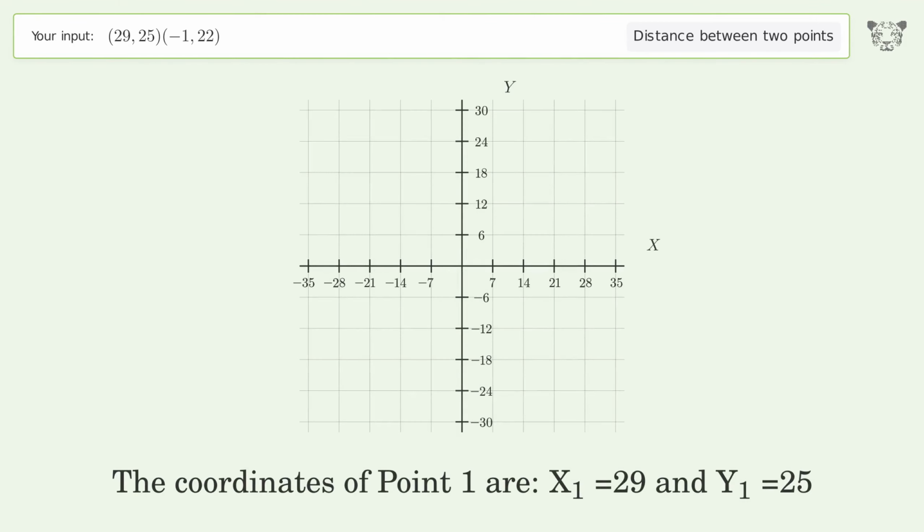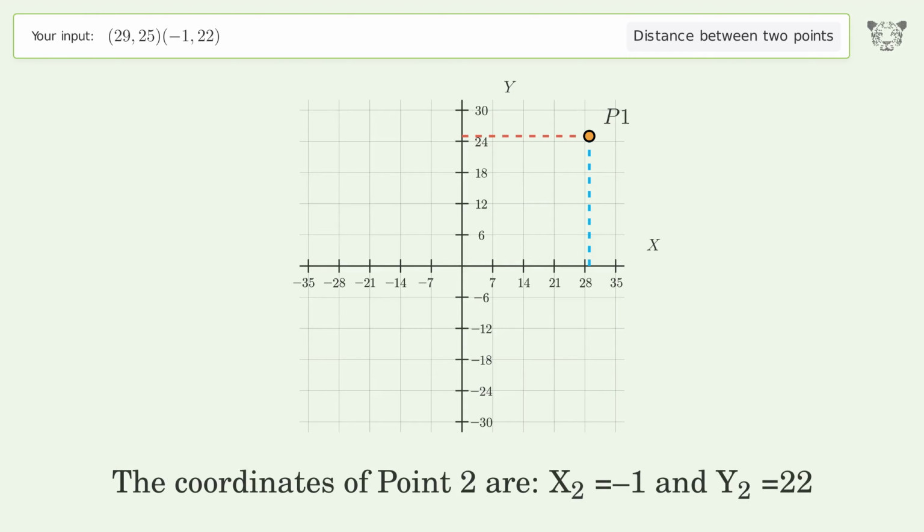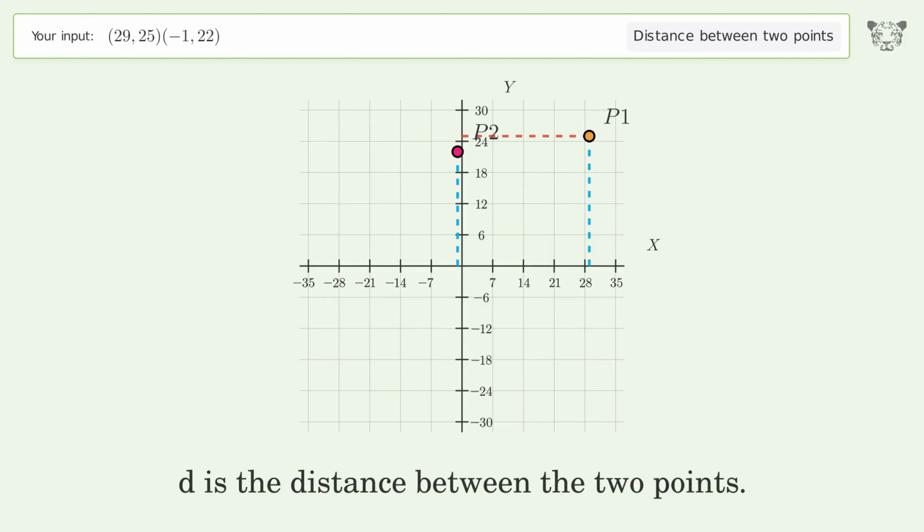The coordinates of point 1 are x1 equals 29 and y1 equals 25. The coordinates of point 2 are x2 equals -1 and y2 equals 22. D is the distance between the 2 points.